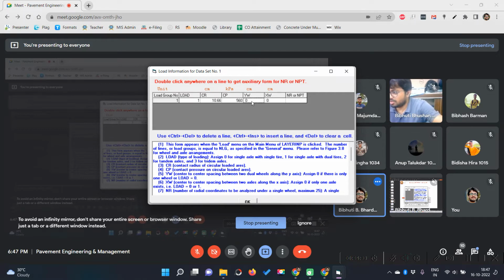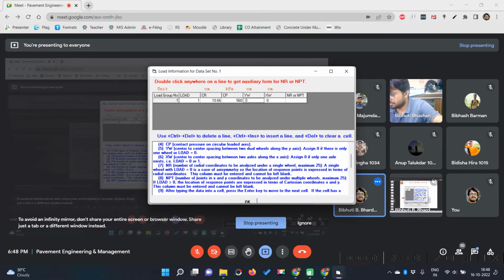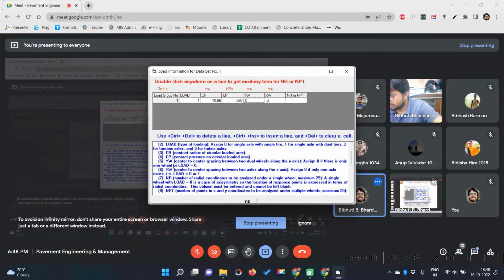Now here, what is YW? YW, you see, is the center to center spacing between two dual tires along the y-axis. Okay, now who will tell me this? So 32. Very good. This will write 32. What is XW?